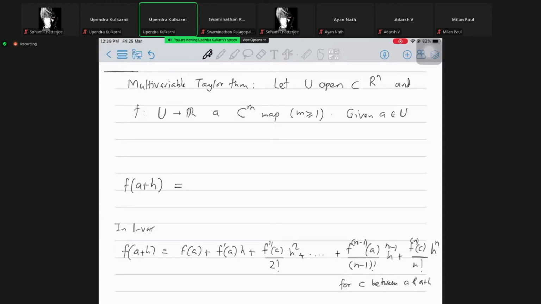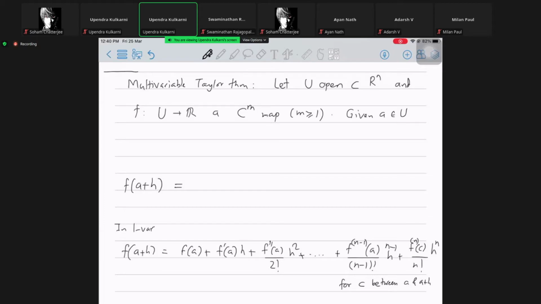What should happen in multiple variables? There should be a similar format. What is the difficulty? h is a vector. So h will have multiple components, right? h will be some vector, h1 up to hn, since u is in Rn.